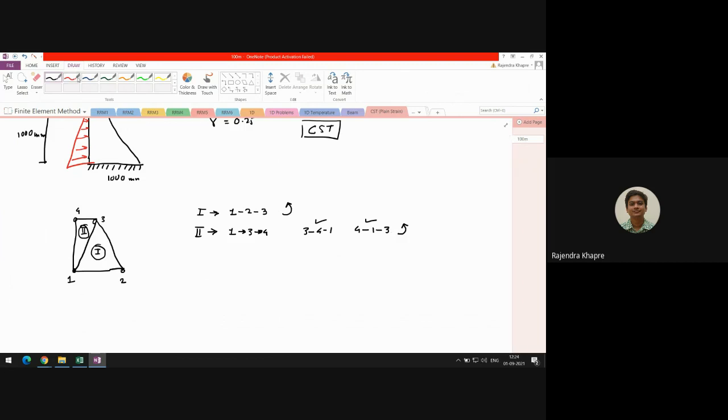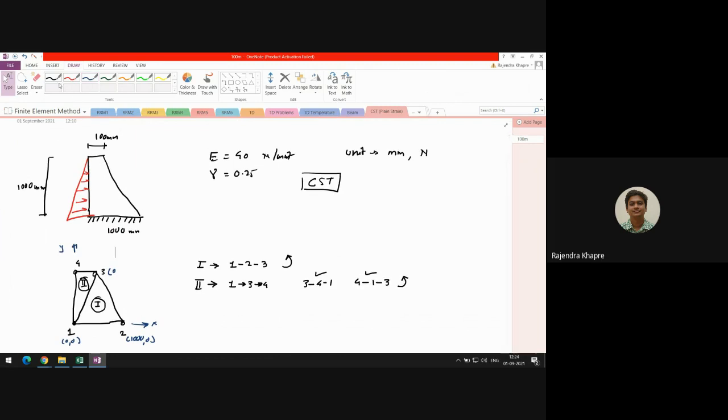Okay, now for the sake of calculation, I'm going to assume this as your x-axis and this as your y-axis. So definitely the coordinates over here will be 0 and 0. This will be 1000 and 0. This value will be something like 200. I think I have given 200 or 100. Let us make this 200, because 100 will be a very small value.